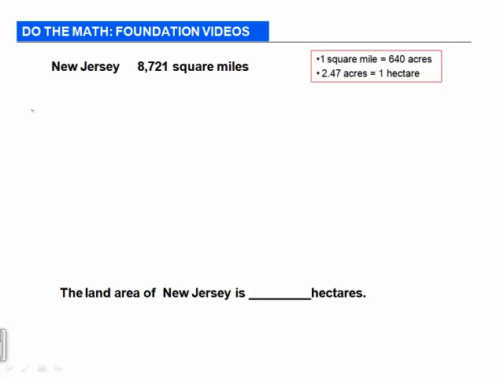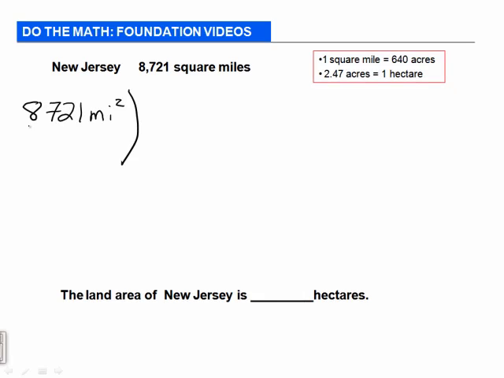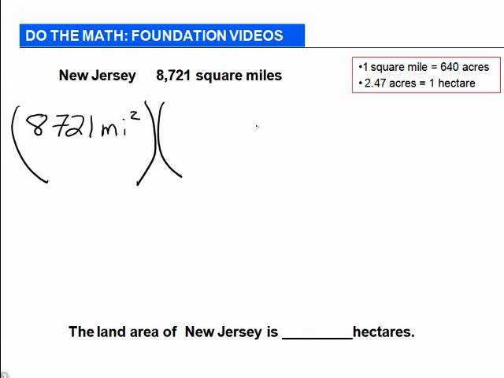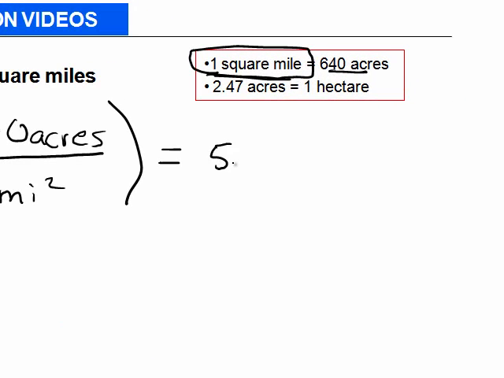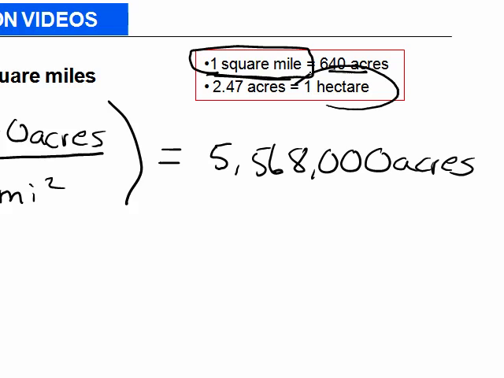We'll start with New Jersey. New Jersey has 8,721 square miles. I'm going to say MI squared. I'm going to then multiply that by a fraction, because I need to get things to cancel out. I'm going to put 1 MI squared, that's the mile squared from this number right here, and 640 acres. When I multiply that out with my calculator, I get a pretty big number, 5,568,000 acres. Now I don't want acres, I want to convert it to the hectare, right?